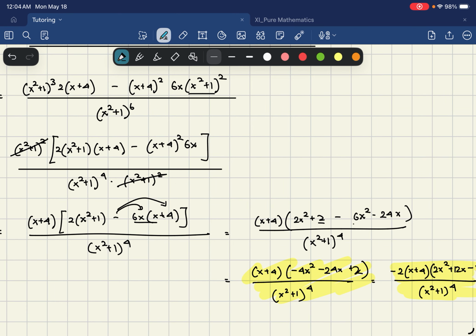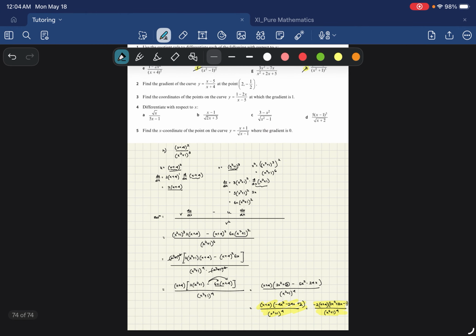So here I made a mistake because 2 and 24, this one does not have the x term. So you can't simplify them together. You will have a plus 2 here. All right, so we are done with H.